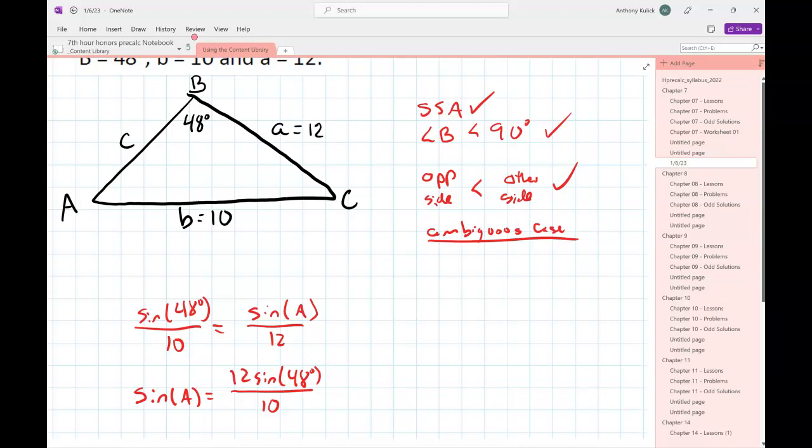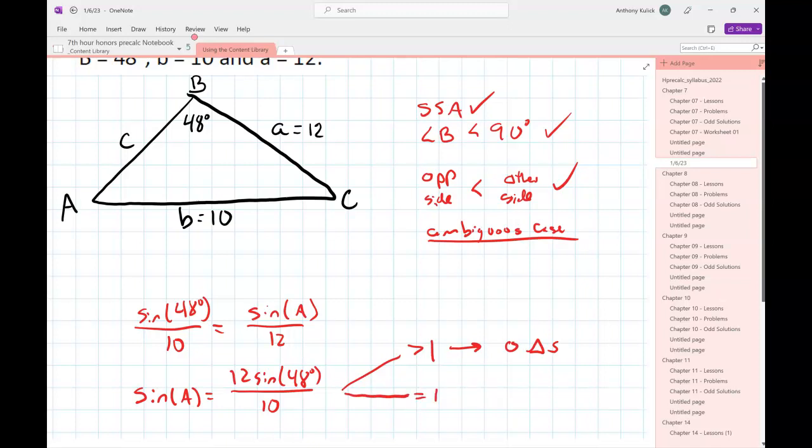So let's think back to first semester now. What's the biggest value that sine can have? So think about the unit circle. The sine is which coordinate on the unit circle? Y. What's the biggest y coordinate on the unit circle? 1. So if that value there is greater than 1, what does that tell us? No triangles are possible. It's an impossible situation. Okay.